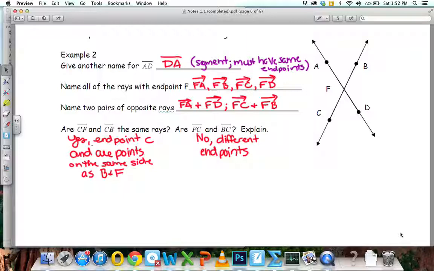Okay, and then this question asks, are CF and CB the same rays? Well, they both have endpoint C, and they both go in this direction forever. So yes, those are the same rays. FC and BC, no, because they have different endpoints. One has endpoint B, one has endpoint F.